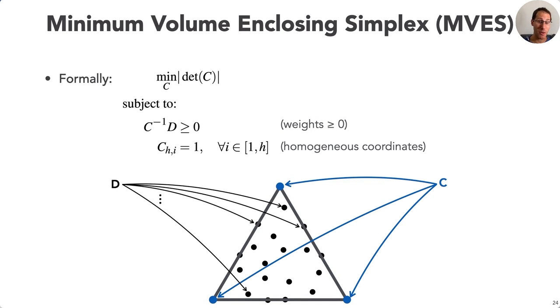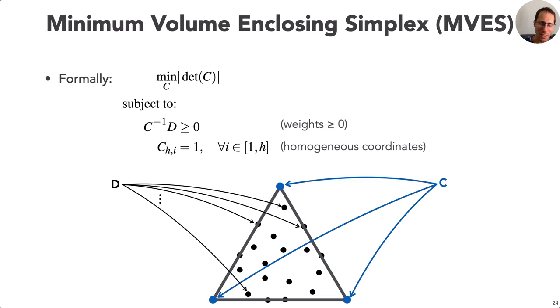So we can say we want to minimize the volume of a simplex, and to do that, we minimize the determinant of a matrix C, whose columns are the vertices of the simplex in homogeneous coordinates. And we do that subject to the weights for our observed data D being non-negative, so that's C inverse D greater than or equal to zero, and also subject to the positions being in homogeneous coordinates.